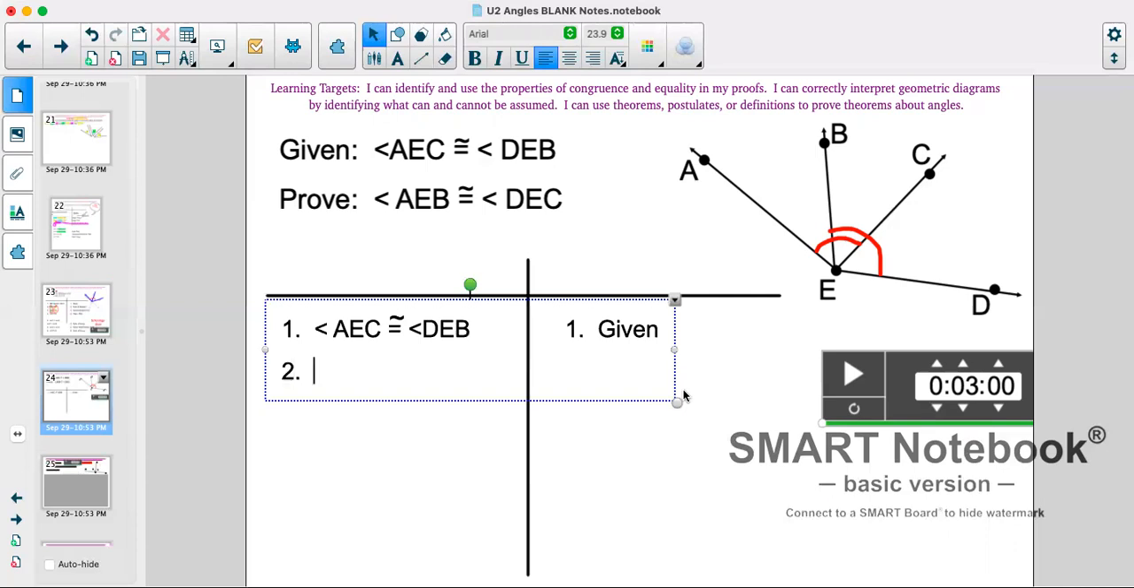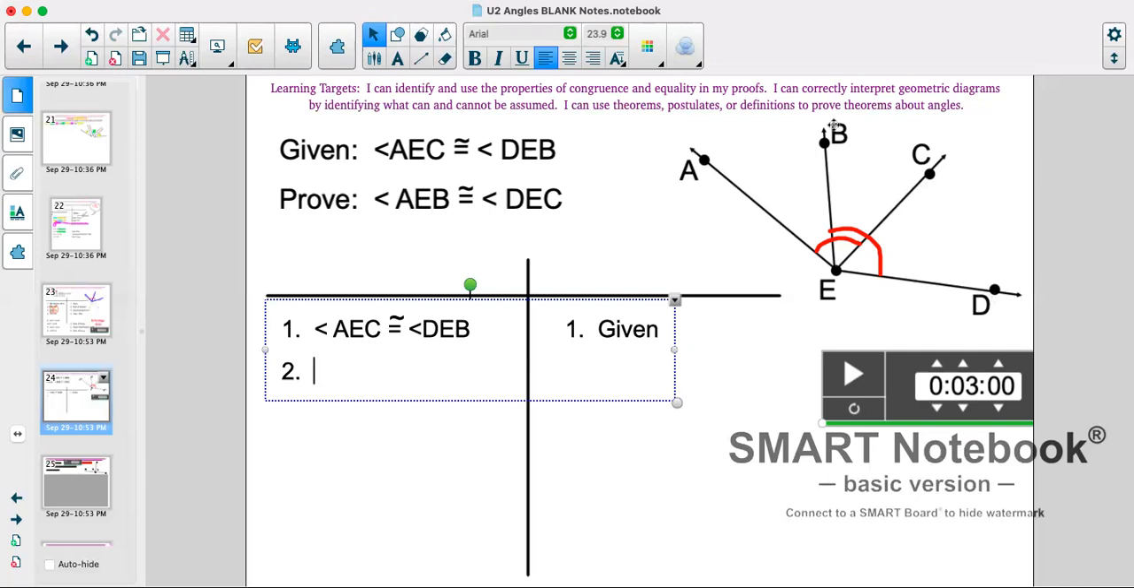If we remember anything from segment proofs, we remember the pattern. Given, label the diagram with the given. Usually, or oftentimes, our very next step was segment addition postulate, substitution, finish the problem. This is another one of those instances. I'm not given much. I'm given angle AEC. So this angle is congruent to angle DEB.